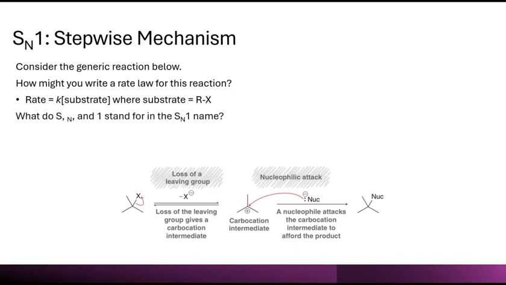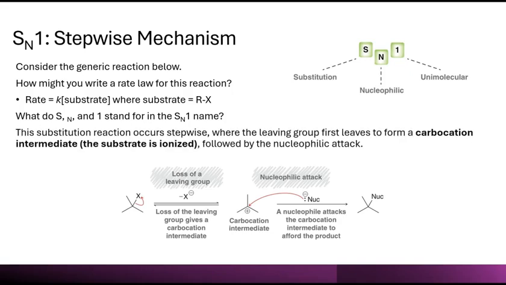So what do the S, the N, and the 1 stand for in the SN1 name? S stands for substitution, N for nucleophilic, and 1 for unimolecular, since the rate is only dependent on the concentration of the substrate. The substitution reaction occurs stepwise, where the leaving group first leaves to form that carbocation intermediate, where the substrate is ionized, followed by the nucleophilic attack.